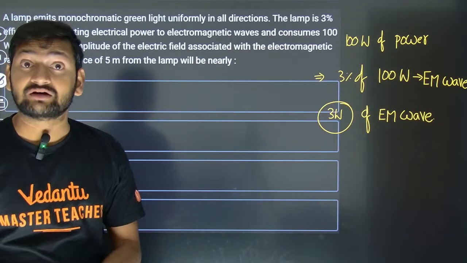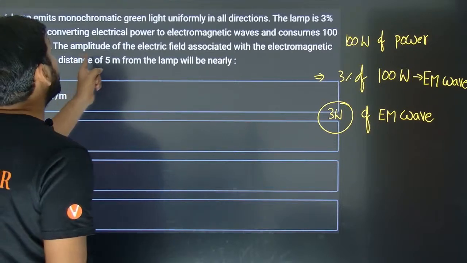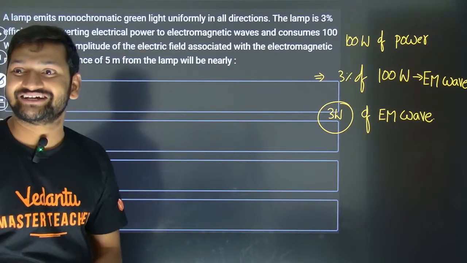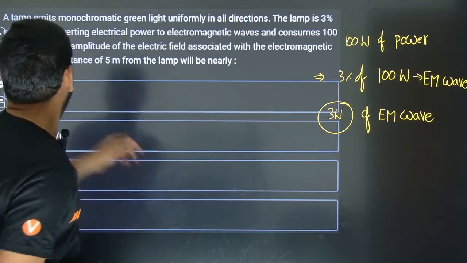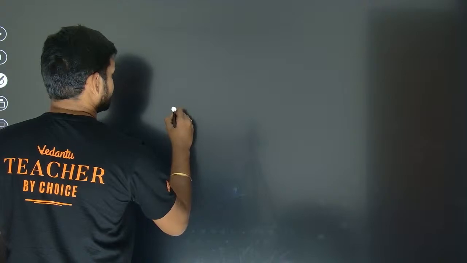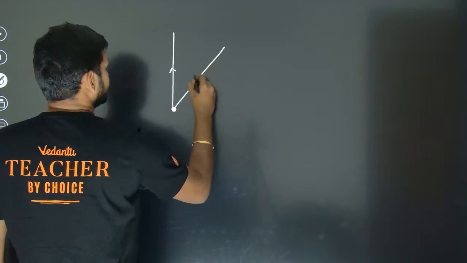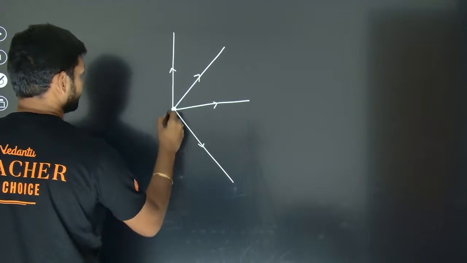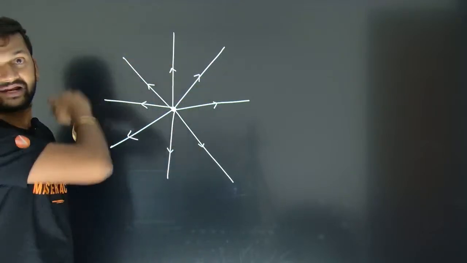Okay, I have got the power. Now, the amplitude of the electric field associated with the electromagnetic radiation at a distance of 5 meters. They're asking electric field, they gave power. How do we do it? Look, you just take this to be that light, and it is going to send out whatever power it has consumed and emitted in the form of light in all the directions.